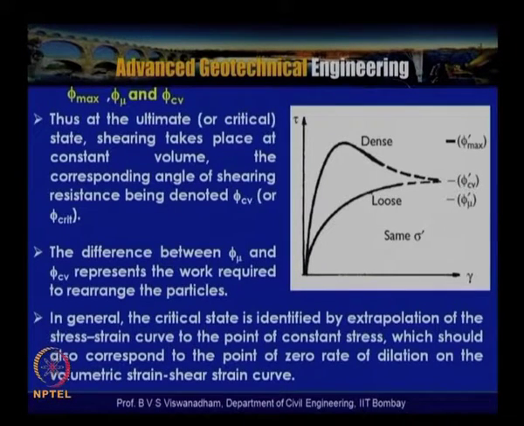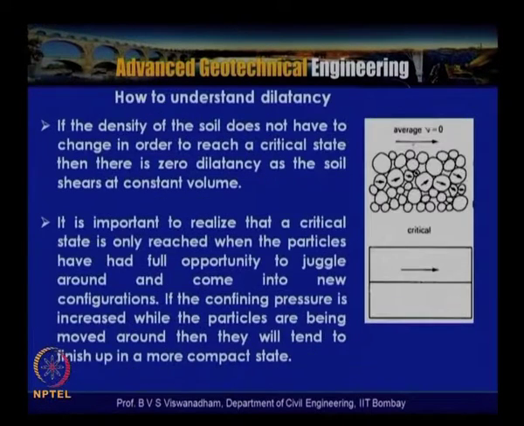In general, the critical state is identified by the extrapolation of the stress strain curve to the point of constant stress, which should also correspond to the point of zero rate of dilation on the volumetric strain versus shear strain curve. The void ratio at which this phenomenon occurs is called the critical void ratio.